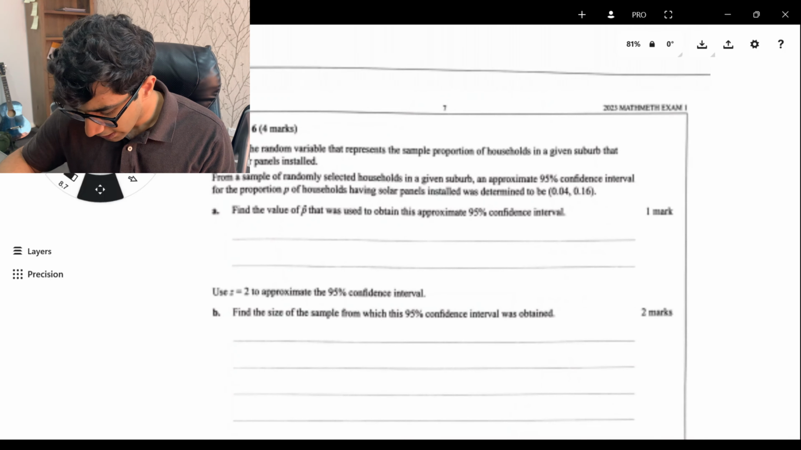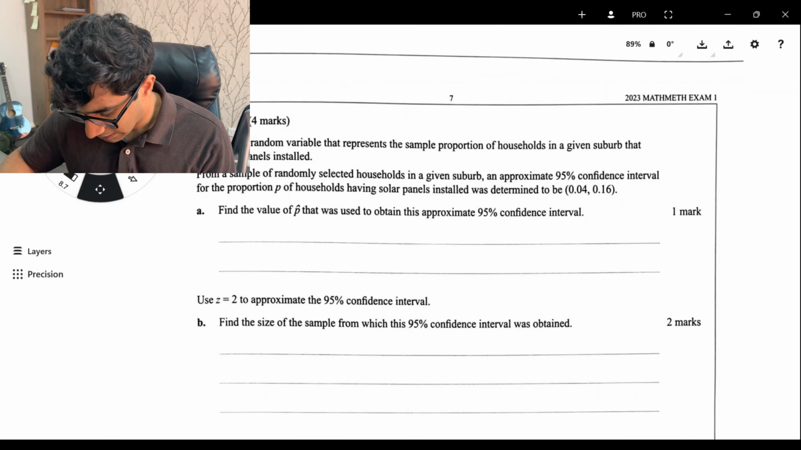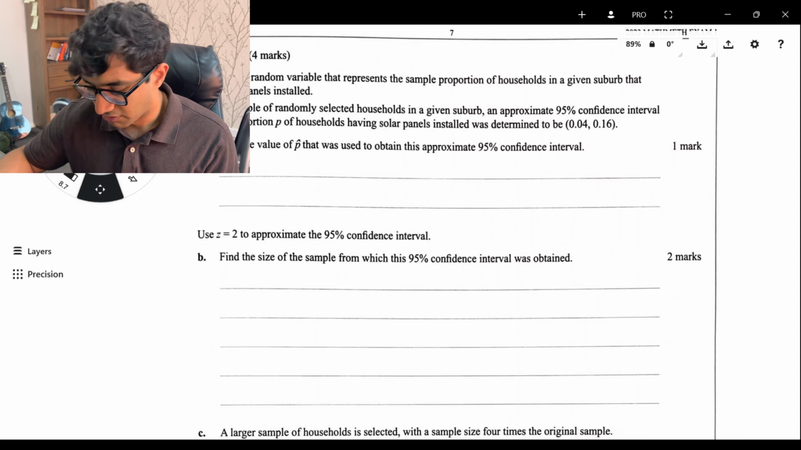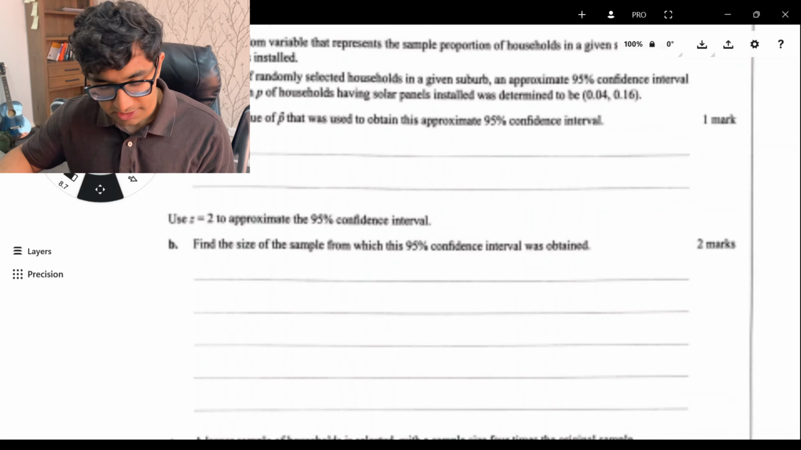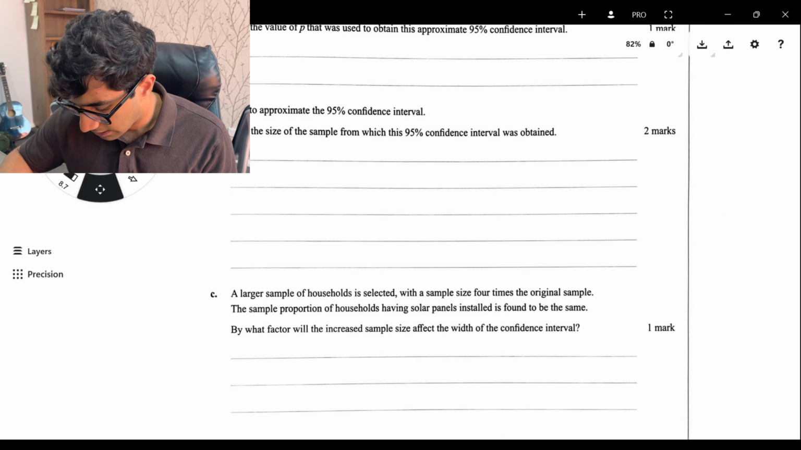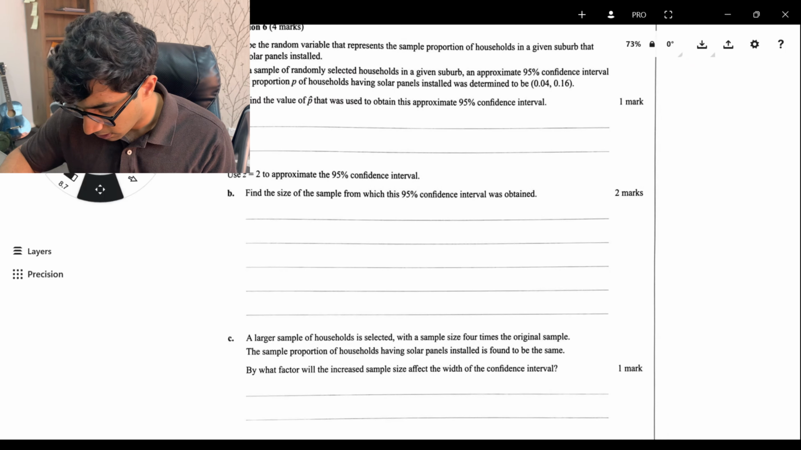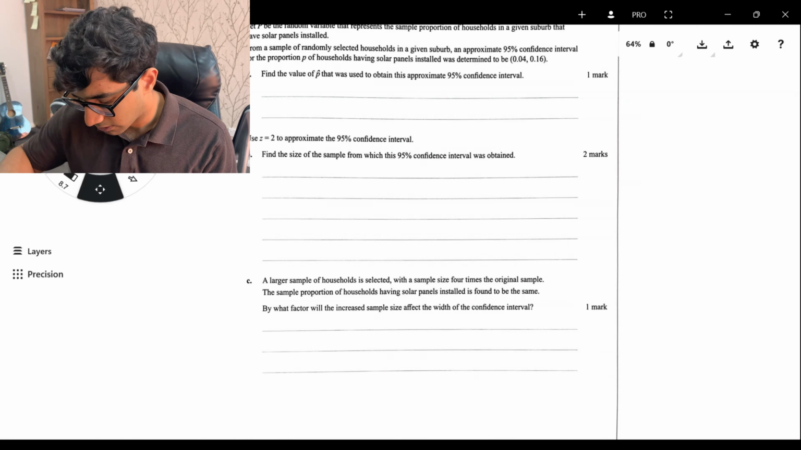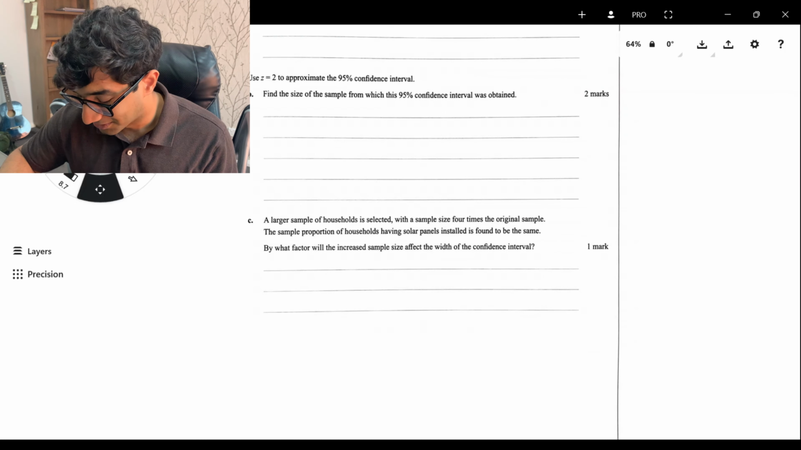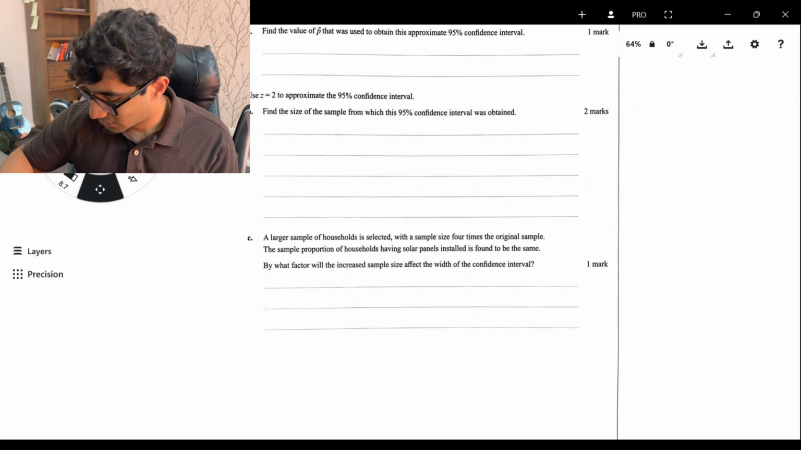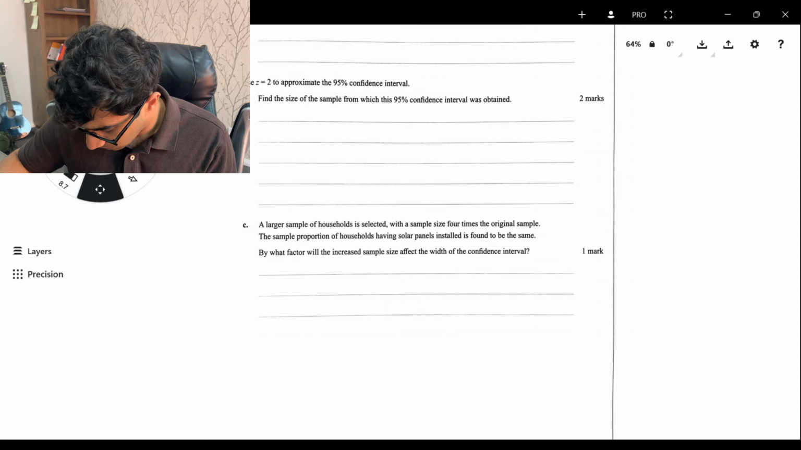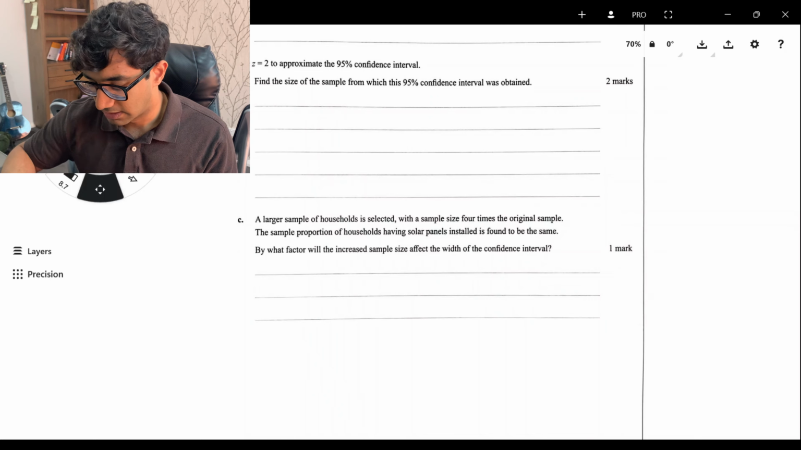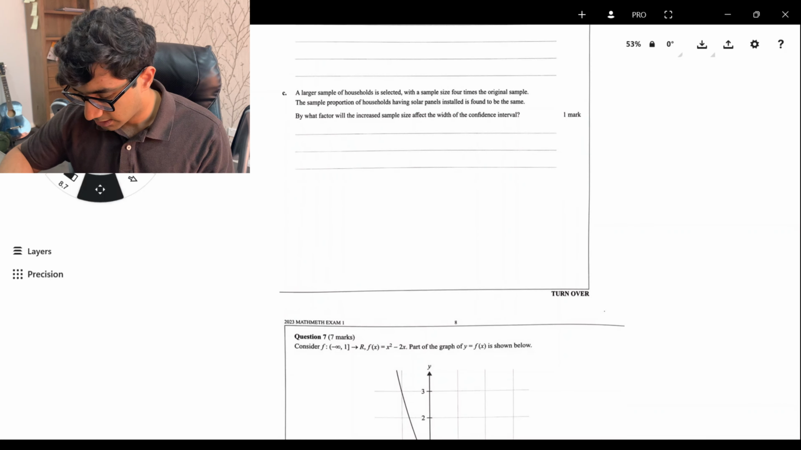Next, we have a confidence interval question, a 95% confidence interval. They've given us a confidence interval. Find the value of p hat, that's easy, it's just the average. Z equals 2 to approximate the interval, that's completely fine. Find the size of the sample, which is pretty standard as well. And then a larger sample of households is selected, and they're asking us by what factor we need to increase the sample size. That's a very standard question as well, that's fine.